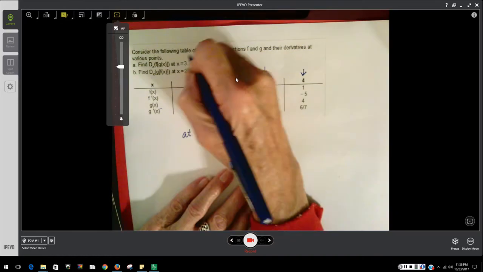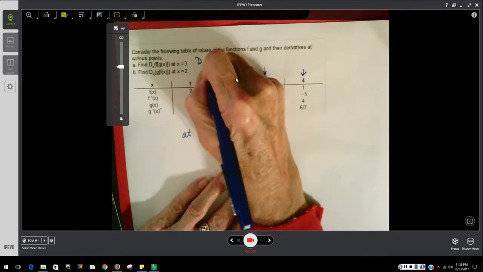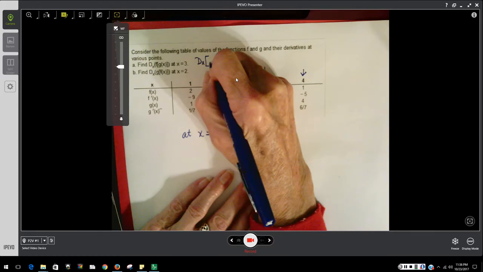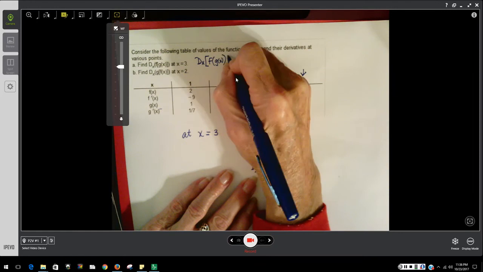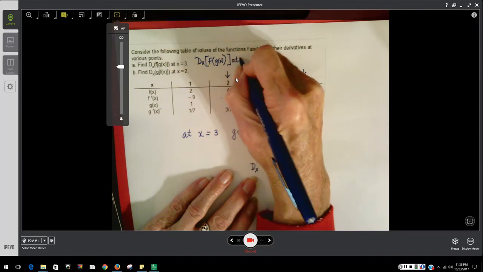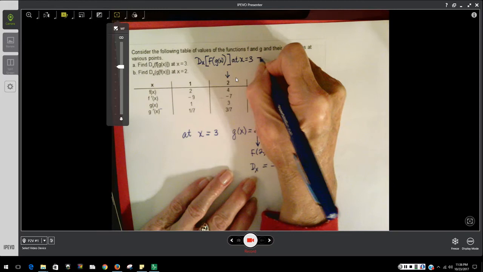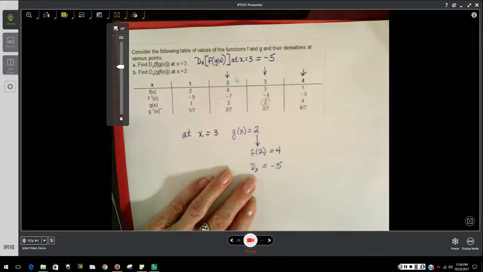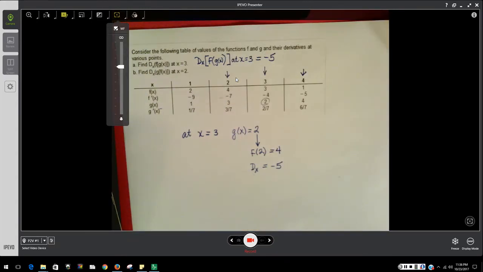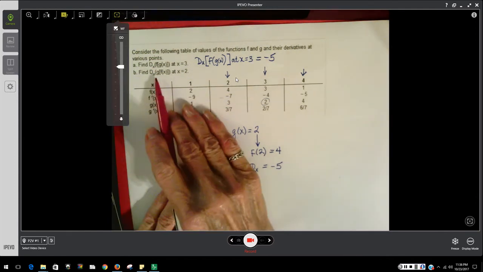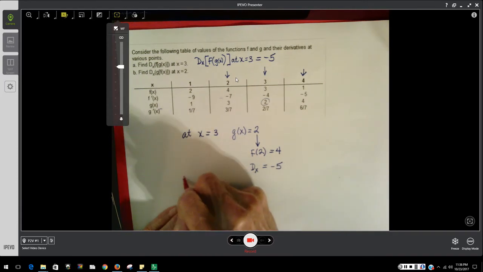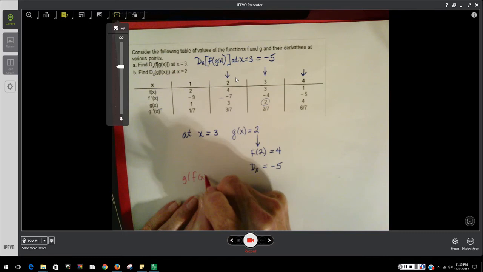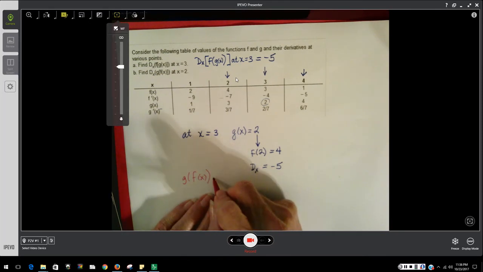So the answer to A is negative 5. Now we're going to look at the value of the derivative of g of f of x when x is equal to 2.